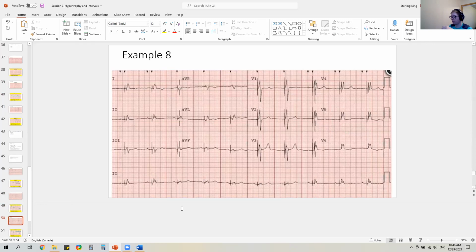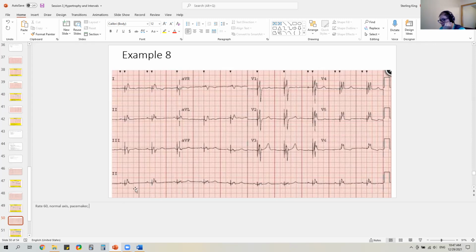All right, so next example. Again, I'll pause for a couple seconds. And let's begin. 1, 2, 3, 4, 5, 6, 7, 8, 9, 10. So our rate is 60. Our axis is up, normal axis. Let's do the rhythm. This really spiky thing, just by experience, I know it's probably a pacemaker. So pacemaker rhythm.